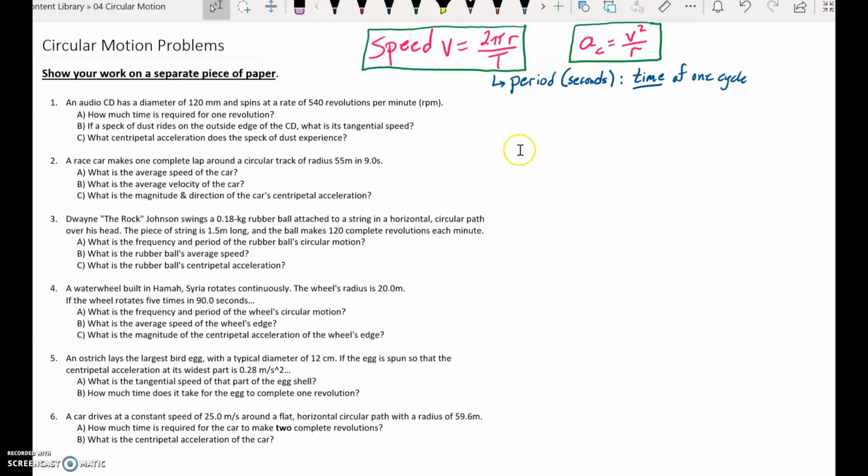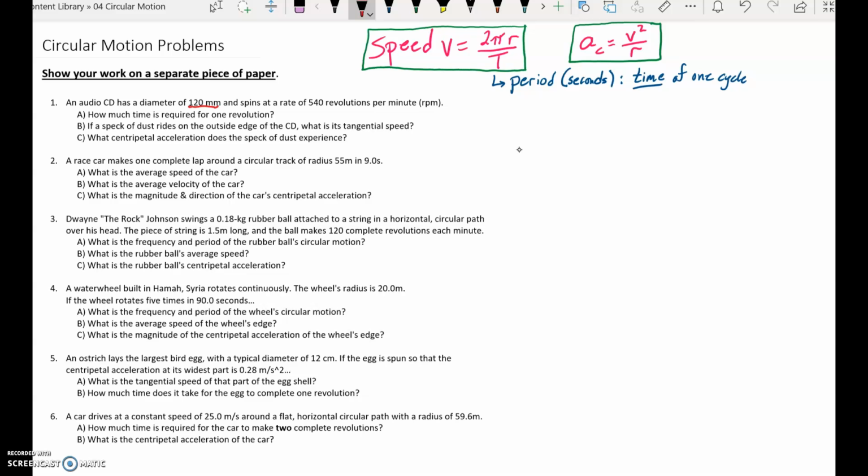So question number 1 involves an audio CD, a compact disc, that are now fading out of use. But most CDs and DVDs have a diameter of 120 millimeters. All right, so we're going to have to take that 120 millimeters, or 12 centimeters, and convert this to meters. Unit conversion is always something that we have to take into account. And they spin at a maximum rate of 540 revolutions per minute, or RPMs. So we're going to look at that constant rate of 540 RPMs.